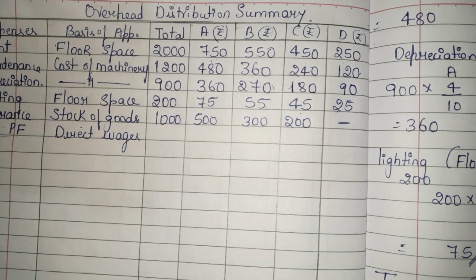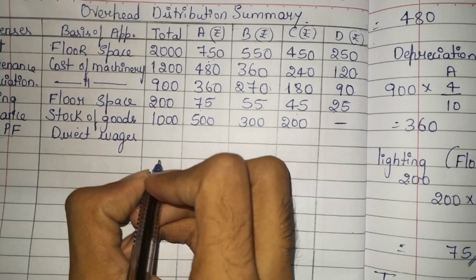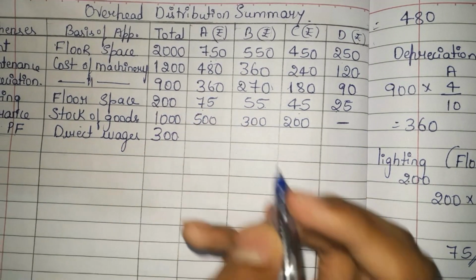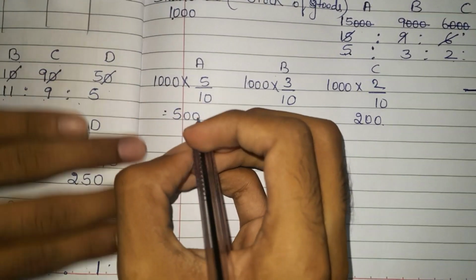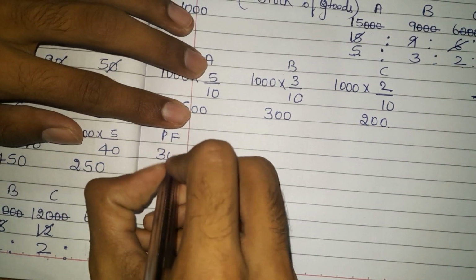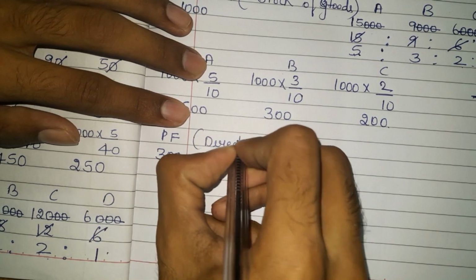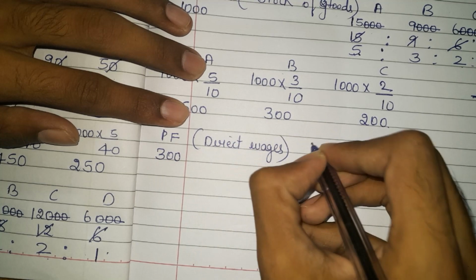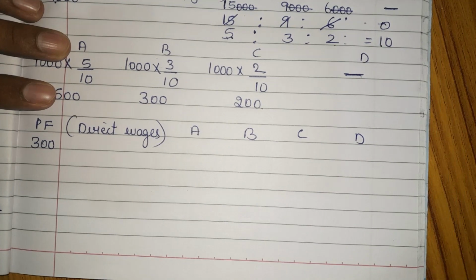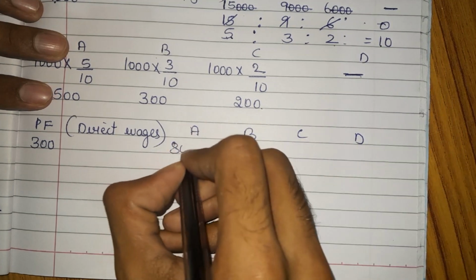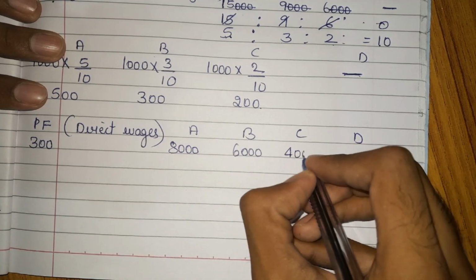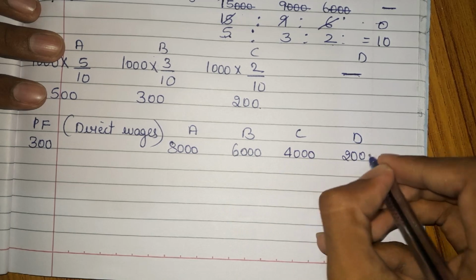Total employees provident fund value is 300 rupees. Now see here, PF total value is how much? PF total value is 300 rupees. That is calculated on the basis of direct wages. Now A department, B department, C department and D department are there. A department direct wages is 8000 rupees. B department direct wages is 6000 rupees. C department direct wages is 4000 rupees and D department direct wages is 2000 rupees.